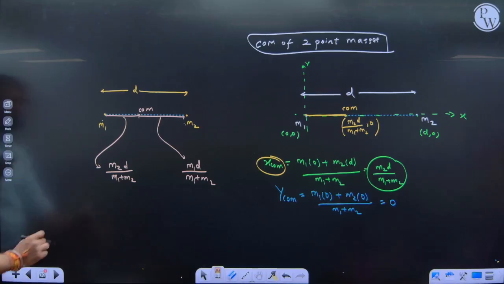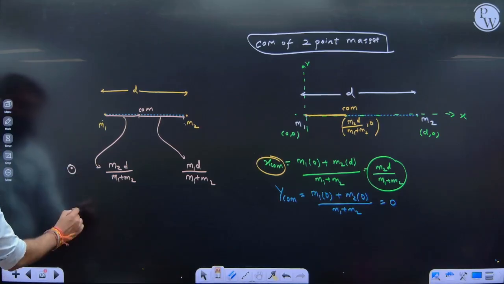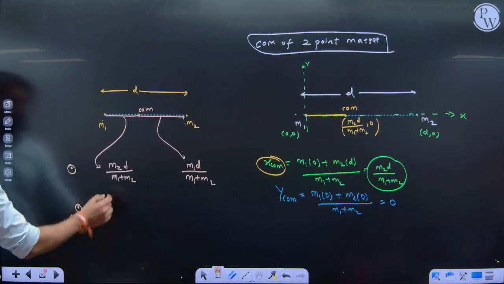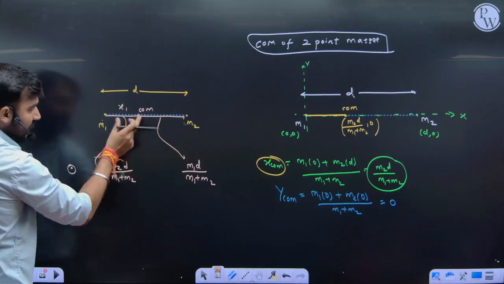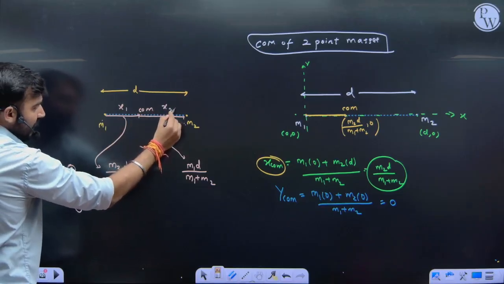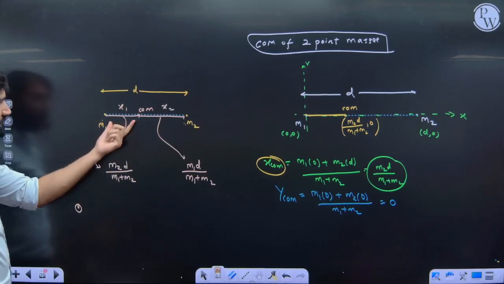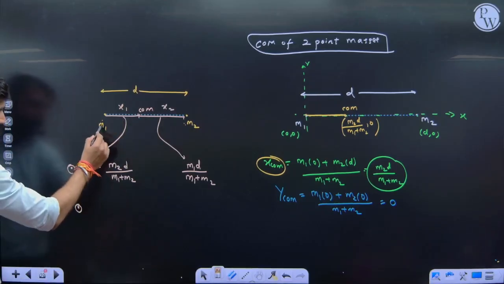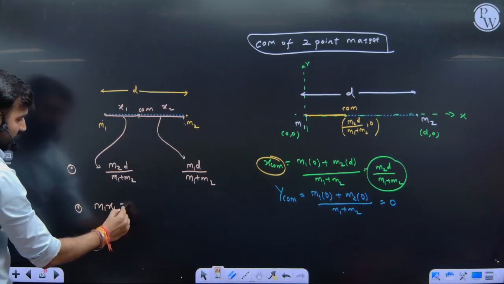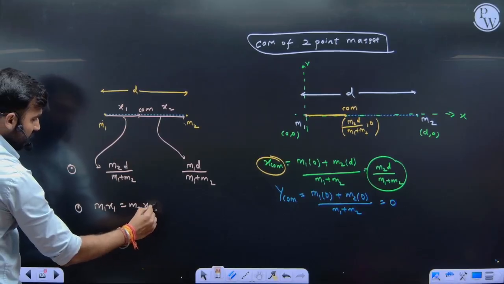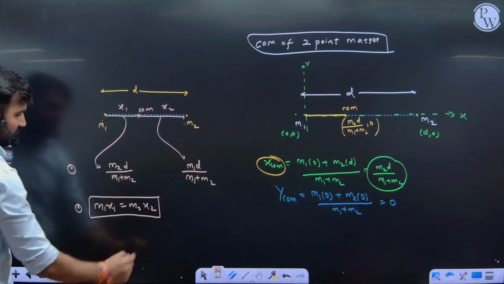One more point. Only remember this point. Let's say this distance is x1, and this is x2. So remember m1, and this is the center of mass. Remember m1 x1 is equal to m2 x2. Always try to remember this.